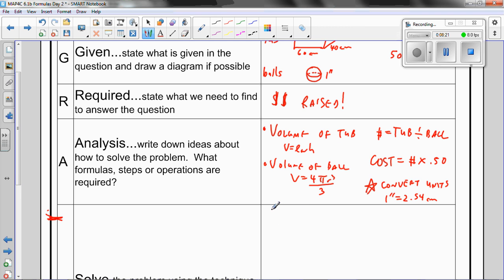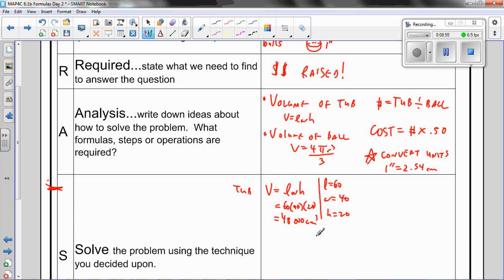My plan was, first of all, let's find the volume of the tub. So this is the tub. Volume here is, length was 60, width was 40, and height was 20. I fire all these into a calculator, multiply them all up, and I get a volume of 48,000 centimeters cubed. There'll be some times in these problems when you want to find surface area or something else. Lots of different problems we can be asked to do.